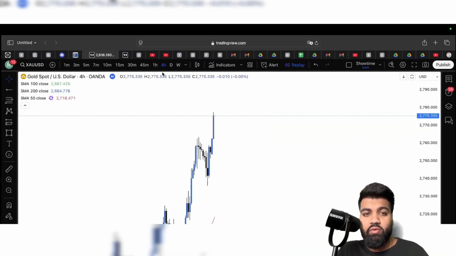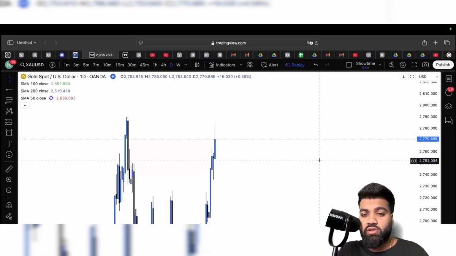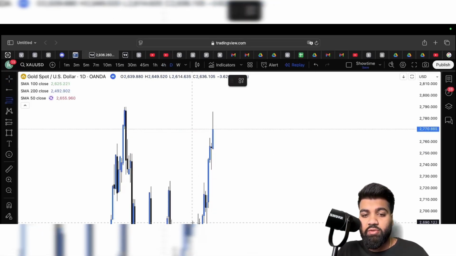So I'm waiting for a pullback right over here. Gonna go on my daily time frame. Like I said, it's way more clear. So I have it from here to here.